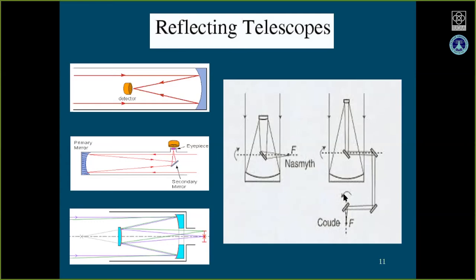But nowadays people are not using this kind of focus, because instead of this arrangement, nowadays you can simply use an optical fiber. Just put an optical fiber, connect that optical fiber to your high resolution spectrograph, and you can easily go for your high resolution spectroscopy. So no need to use this kind of coude focus.